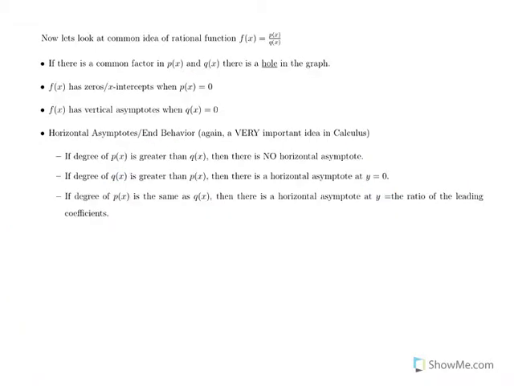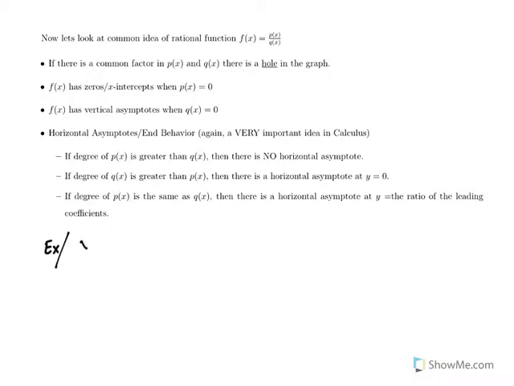Another very common function we're going to look at is a rational function. A rational function is just any polynomial over any other polynomial. So here's a very quick rundown of some facts about rational functions. If there is a common factor between both of those polynomials, then there is a hole in the graph. Let's do a very quick example of that.